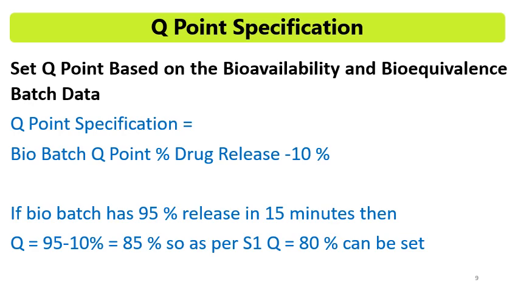So if bio batch has a 95% release in 15 minutes or in 30 minutes, then you can set the criteria as Q is equal to 95 minus 10% becomes 85%. And if you are going to set at S2 stage, then consider the 85% release at S1 stage, that is Q plus 5, and that's why you can set the Q as 80%.